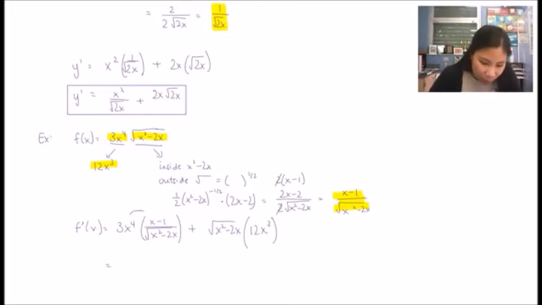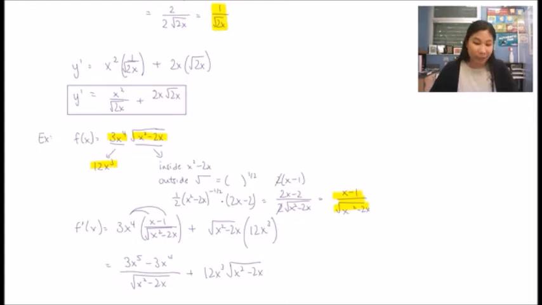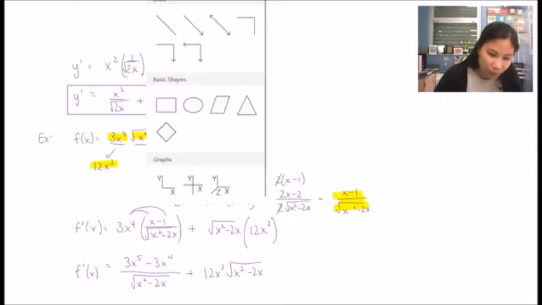So with this first fraction, I'm going to have to distribute that 3x to the 4th to both the x and the minus 1. So this will end up being 3x to the 5th power minus 3x to the 4th power, all over the square root of x squared minus 2x, plus, and then I have 12x cubed. That'll just come before the radical. Okay, I think there's nothing else to factor out at this point, so that's our final answer. Looks a little messy, but that's it.